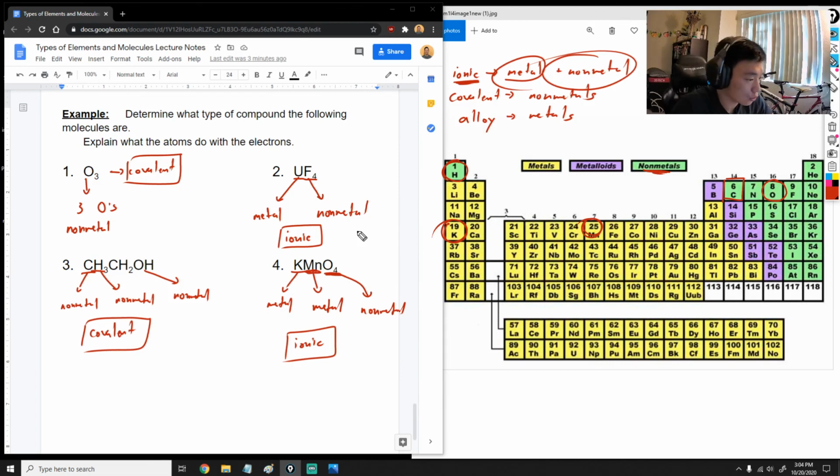Alrighty guys, so that's how you determine the different types of elements on the periodic table and the different types of molecules that we can make.